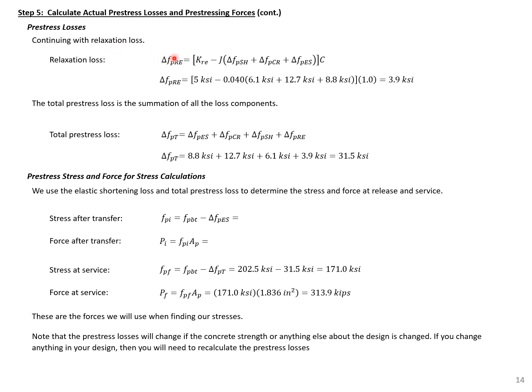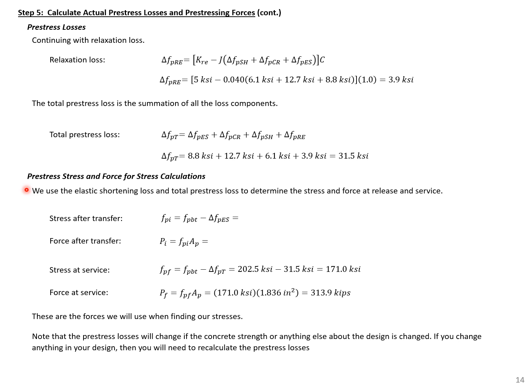We can use these values that we found in the table with our losses that we calculated before to calculate our relaxation loss. So we can see we'll have a relaxation loss here of 3.9 KSI. Then we can add together all of our four components, our elastic shortening, creep, shrinkage, and strand relaxation losses to get our total loss of 31.5 KSI.